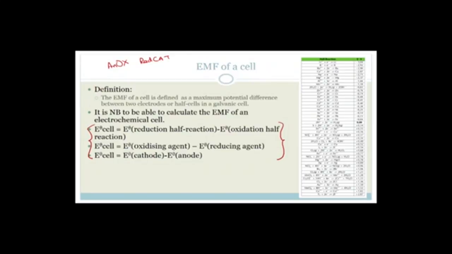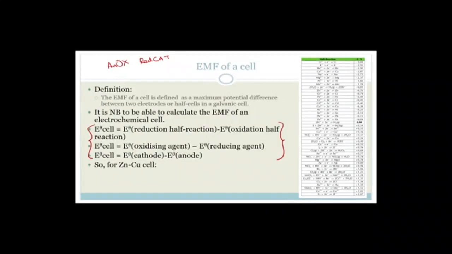And that's fine, because on the formula sheet, they've got that the EMF of the reduction half reaction minus the EMF of the oxidation half reaction is the same as the EMF of the cathode minus the EMF of the anode. And just to really make it easy for you, that is exactly the same as the oxidizing agent minus reducing agent. So there you go. They've actually given quite a lot of information on the formula sheets, and that's sweet of them.